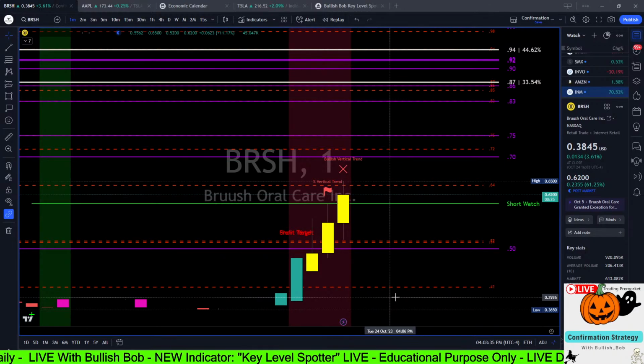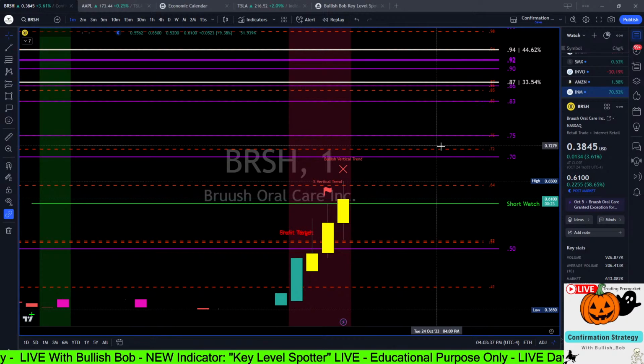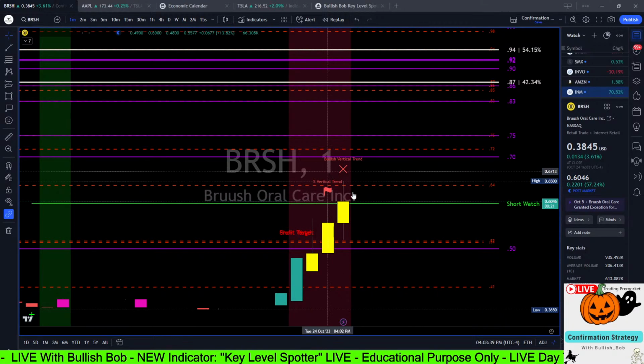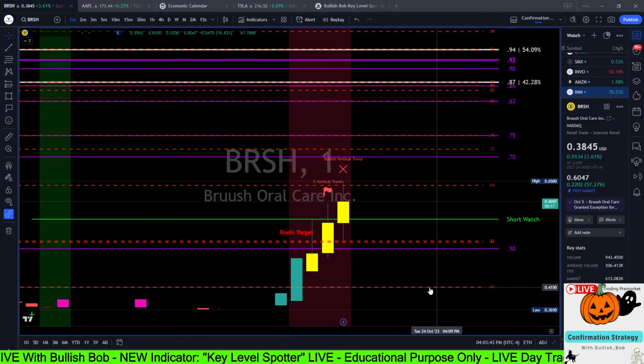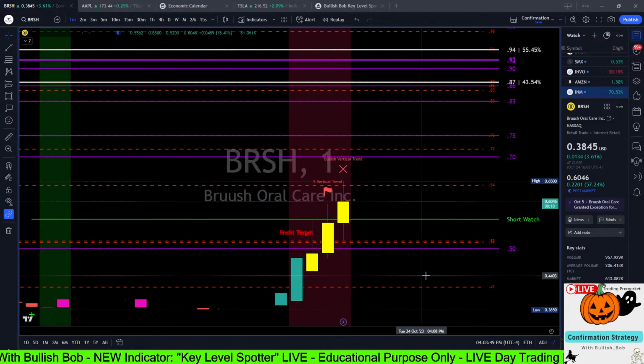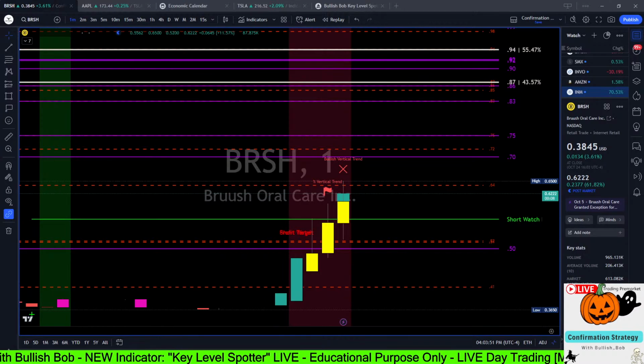Looking for targets above, there's 64 cents. That's our first target. Next is 70 cents. Has a bullish vertical trend. It is extended. It's getting a little volume here. Yellow candles letting us know that there is volume on this name, BRSH. And I'm seeing a 1.4 million share float on BRSH, 1.4 million share float.